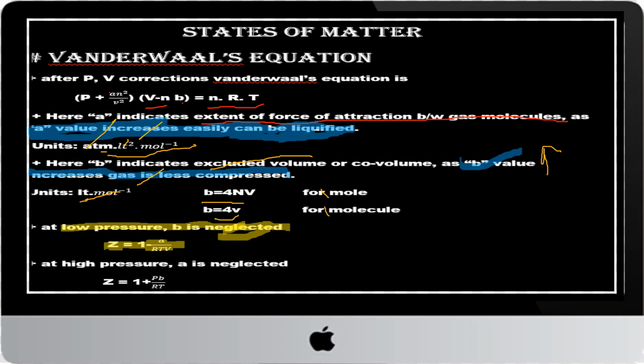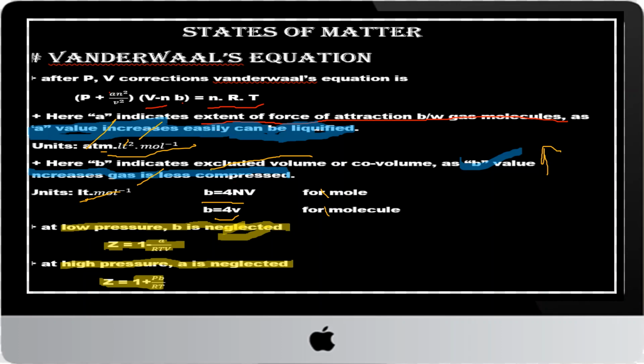This is the first. And another is at high pressure, A is neglected. Then Z becomes 1 plus PB by RT.